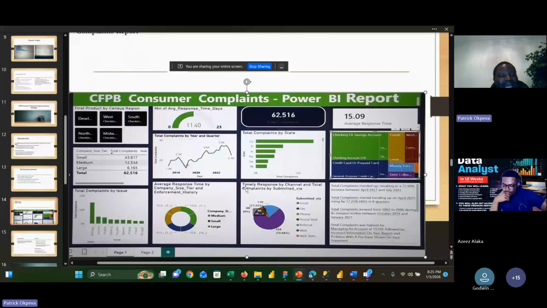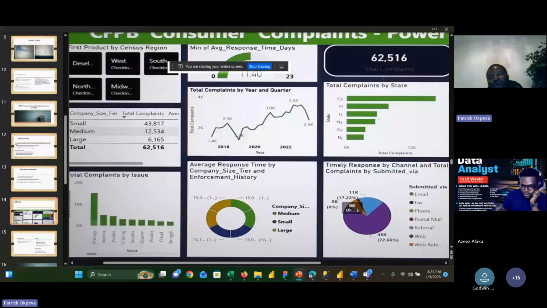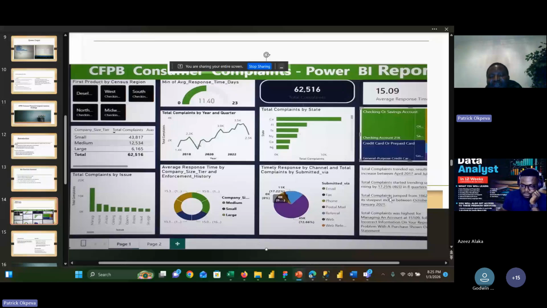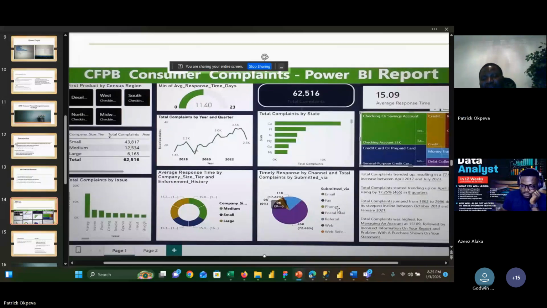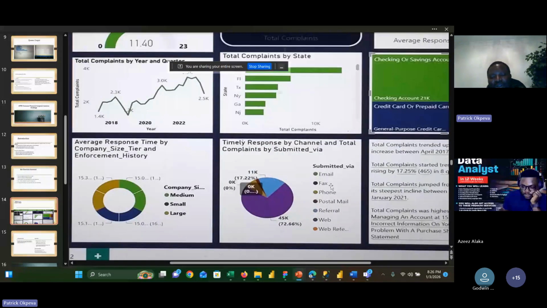And the total complaint by issue, actually, as I said earlier, managing account topped the chart, from the column chart. And going forward as well, we also see timely response by channel, and total complaints submitted via web actually topped the chart at 45,000, which is 72.66% of these complaints.